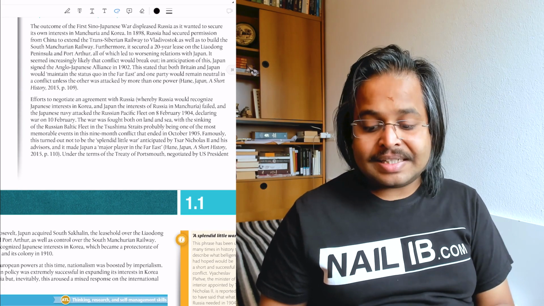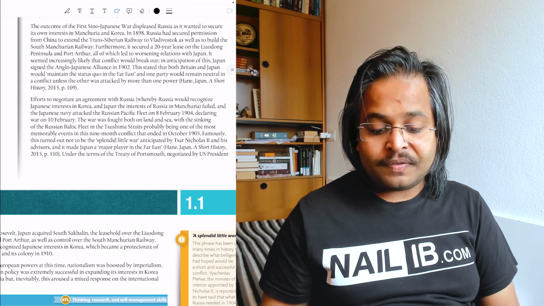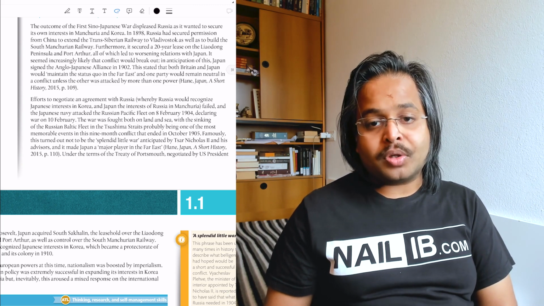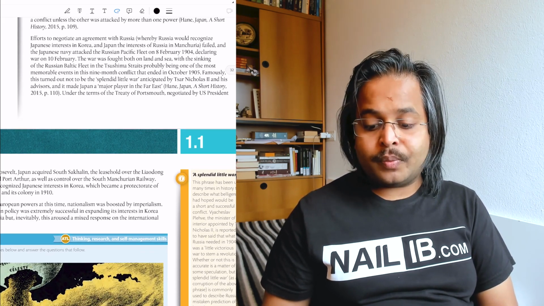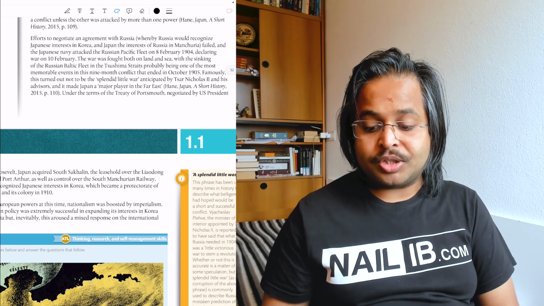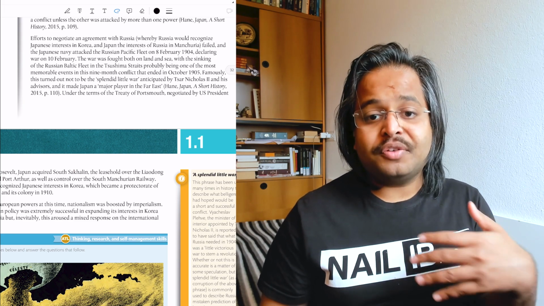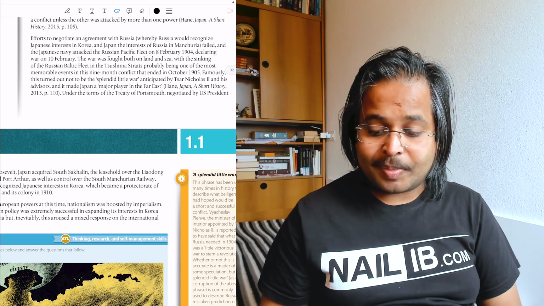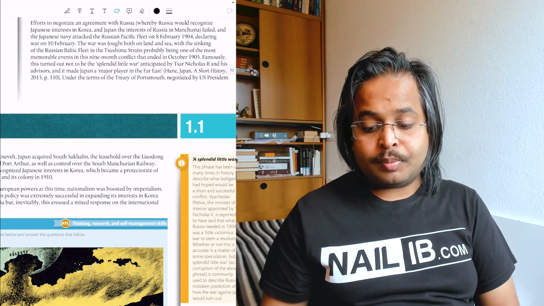Japan signed an Anglo-Japanese alliance in 1902. This stated that both Britain and Japan would maintain the status quo in the Far East, and one party would remain neutral in a conflict unless the other was attacked by more than one power. Efforts to negotiate an agreement with Russia, whereby Russia would recognize Japanese interests in Korea and Japan the interests of Russia and Manchuria, failed. So the direct conversation between Russia and Japan fails, and the Japanese Navy attacked the Russian Pacific Fleet on 8th of February 1904, declaring war on 10th of February.